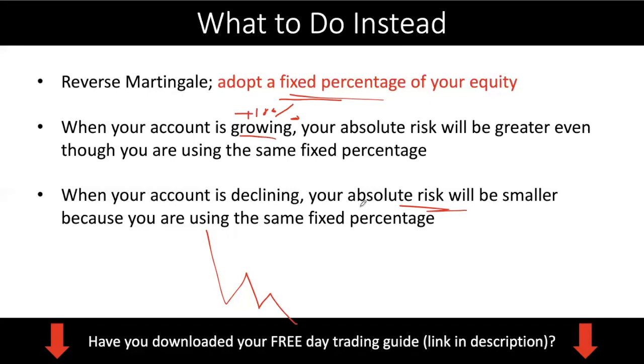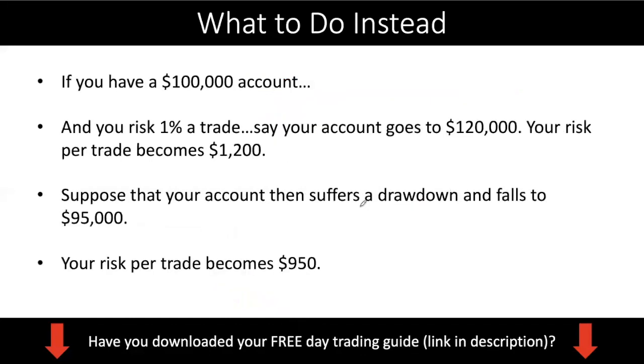Now, if this is confusing to you, let me just go through an example so that you can really understand what I'm trying to say. So in this case, let's say you have a $100,000 trading account over here, and you were to risk 1% a trade. Okay, so 1% a trade is about $1,000. So let's say you risk $1,000 per trade.